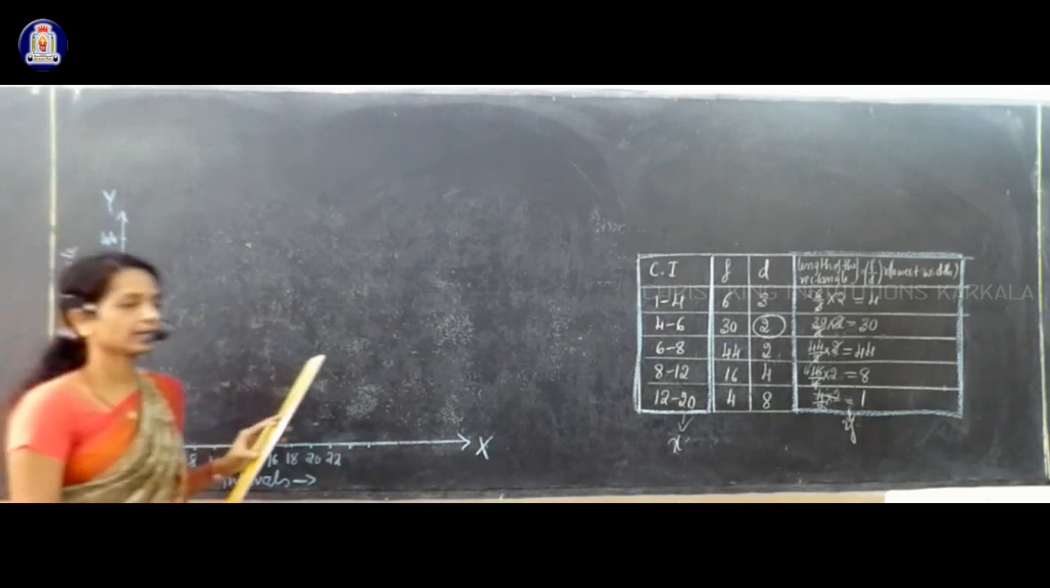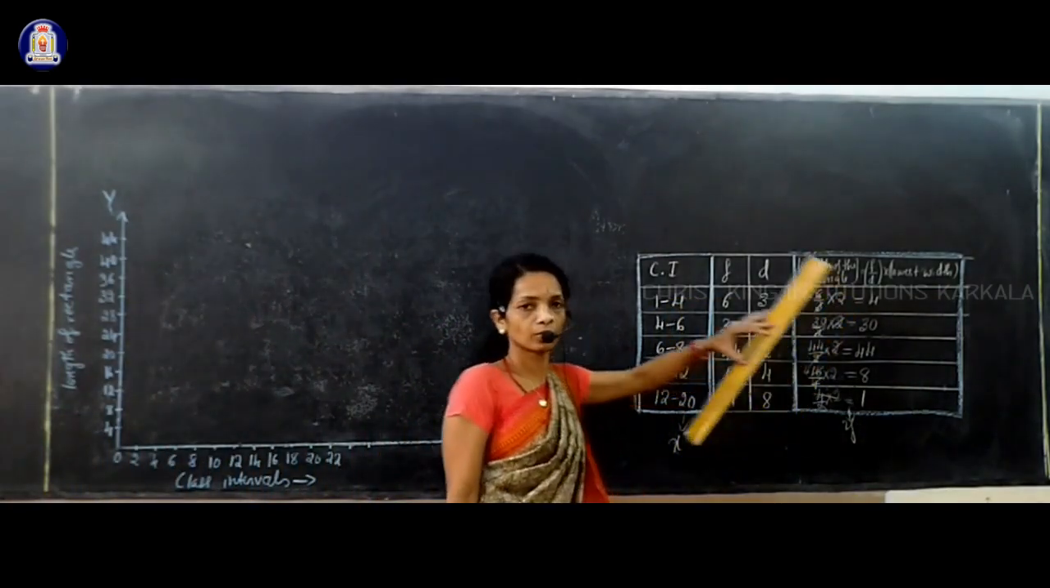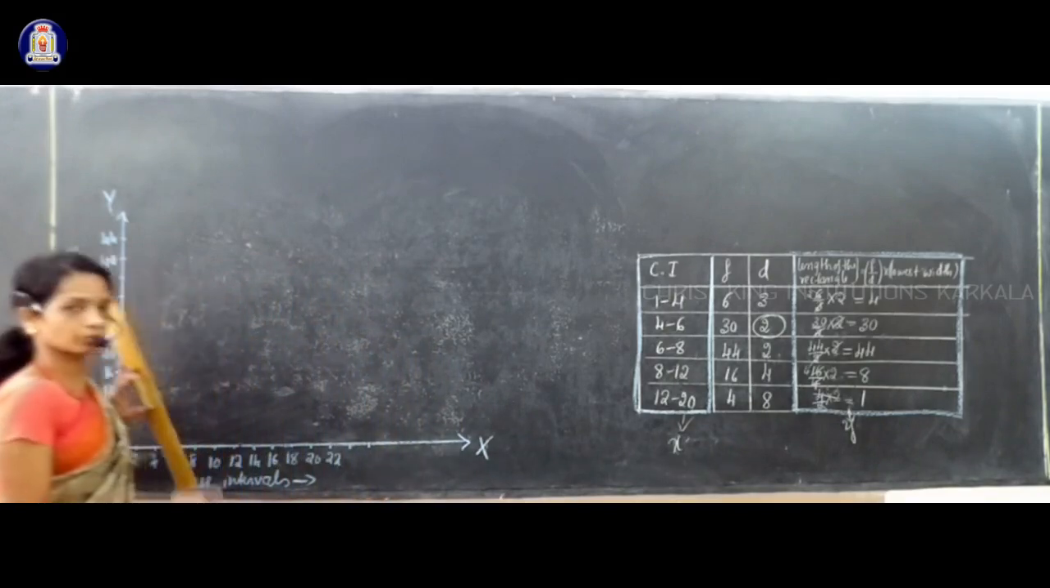Now the first rectangular bar is from 1 to 4, and it has a height of 4 that you have to draw now. Okay, 1 to 4. Where is 1?